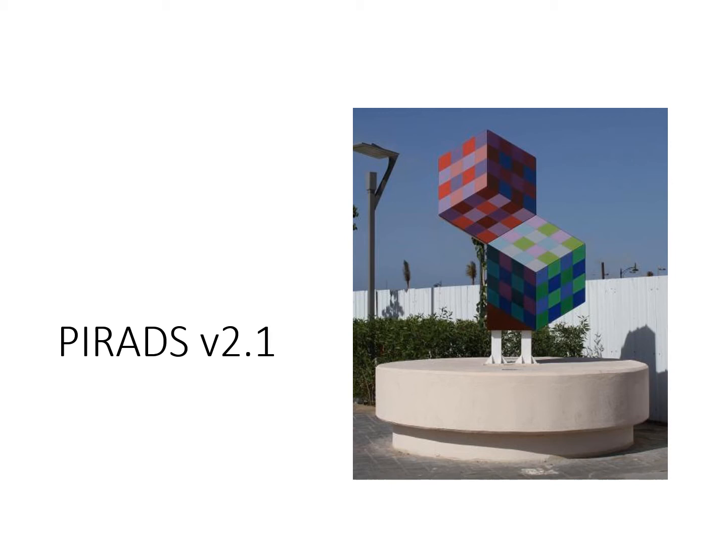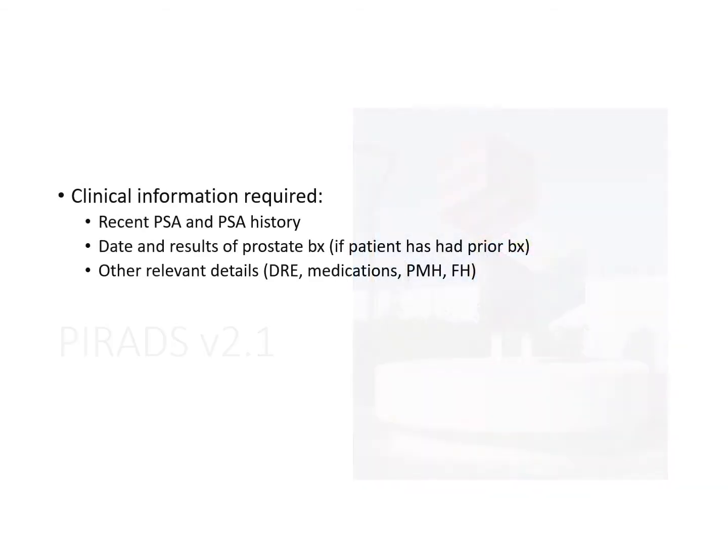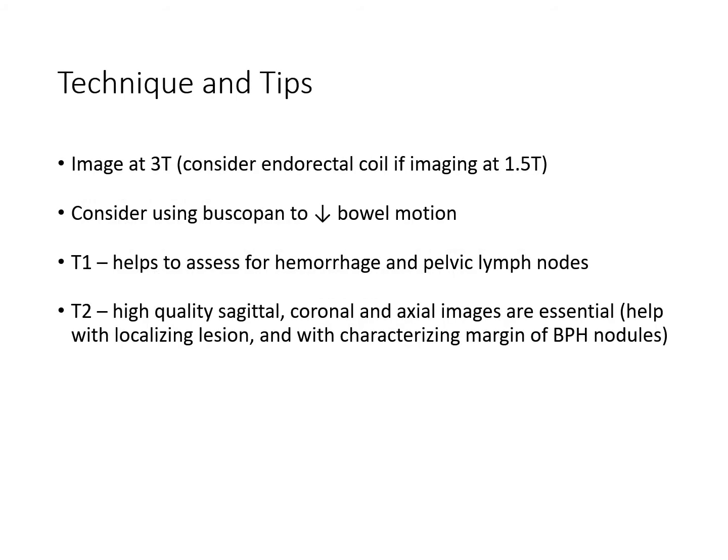So what about PIRADS version 2, 2.1 even? There's a whole set of guidelines, and you can go onto acr.org and read up on them, if you're interested. Among the things they mention, we need some level of clinical information about the PSA and so on, whether or not they've had a biopsy, and other relevant clinical information. And then some points about the technique as well. It's very important that you optimize the technique to get good quality images.